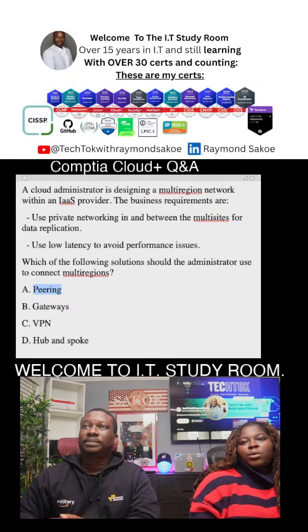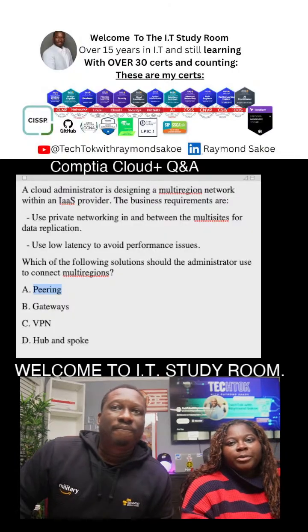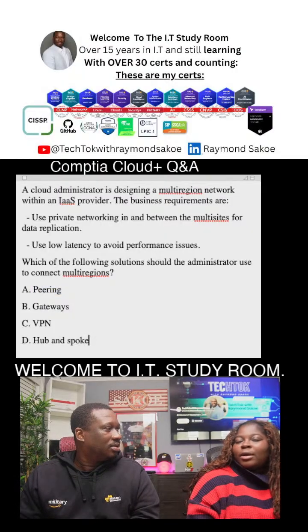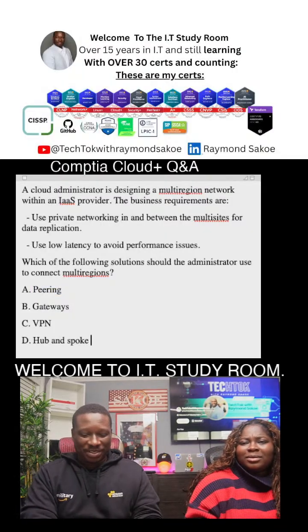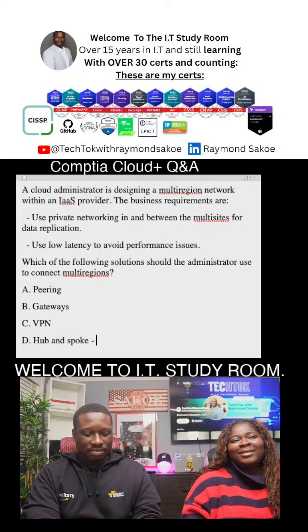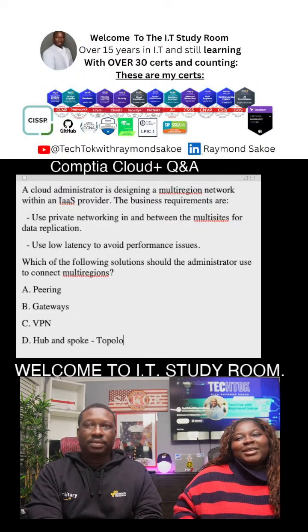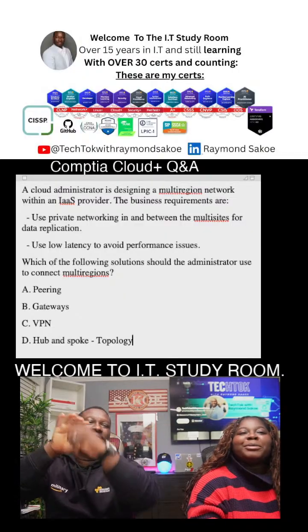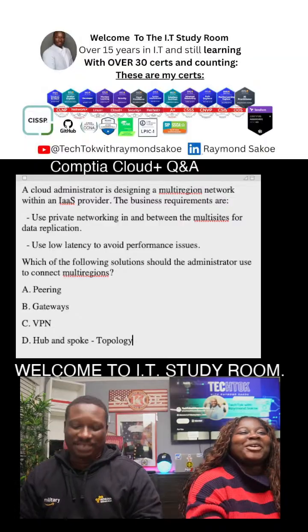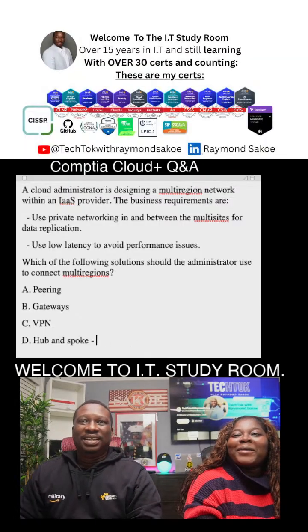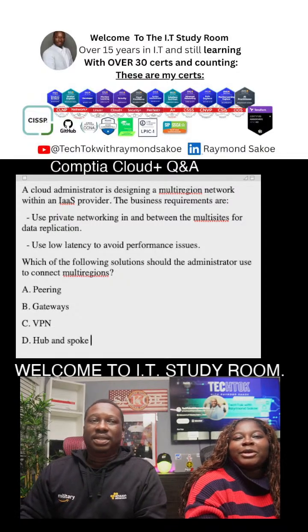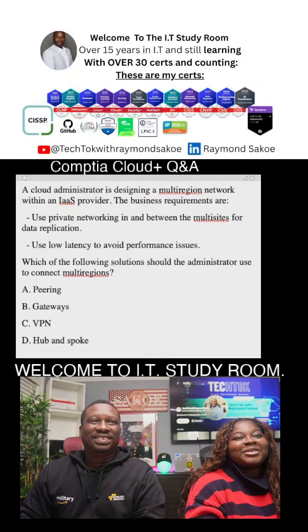Nobody said hub and spoke, but for the rest of us, what is hub and spoke? Hub and spoke is just a topology where you have one device and everything is connected. Oh, I remember. So the answer was A, peering, connecting two networks. It's like a spinal lead. That's a good one to remember too.